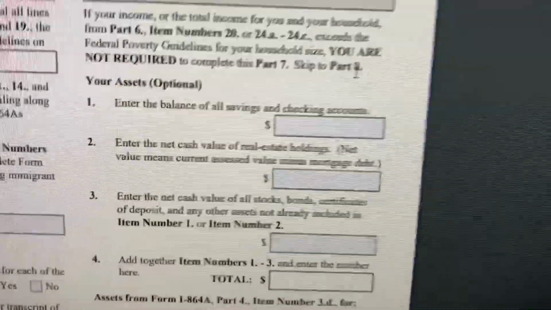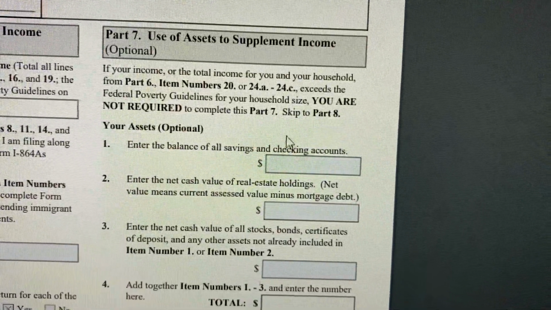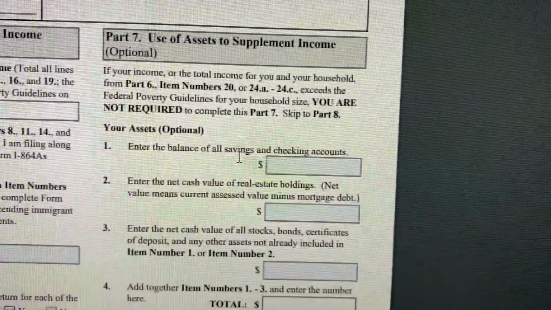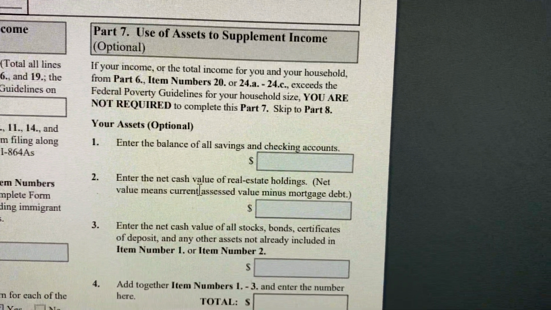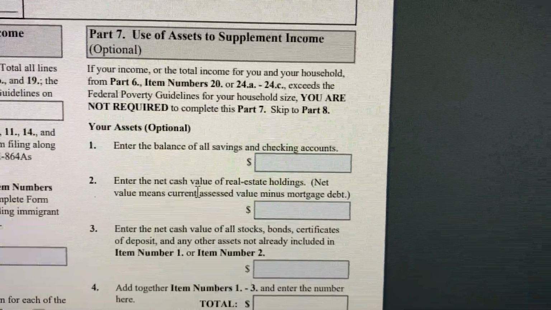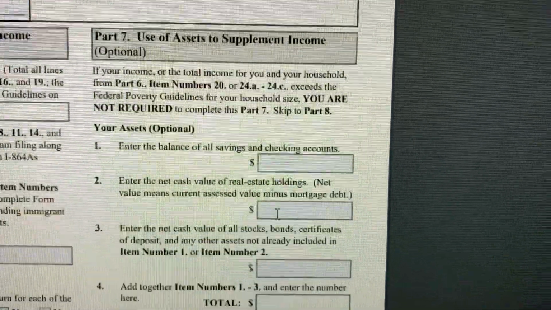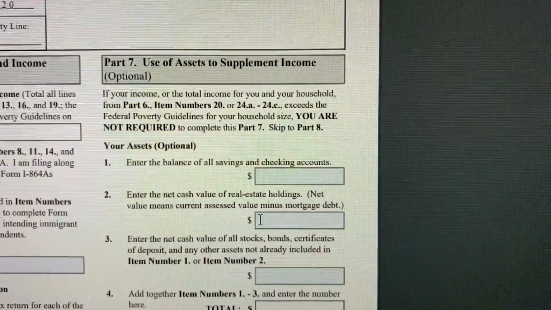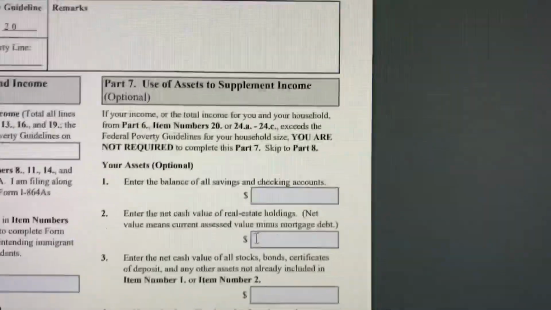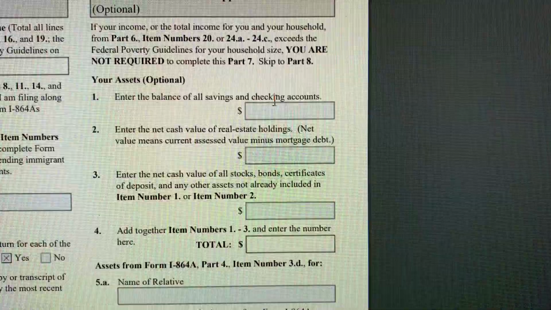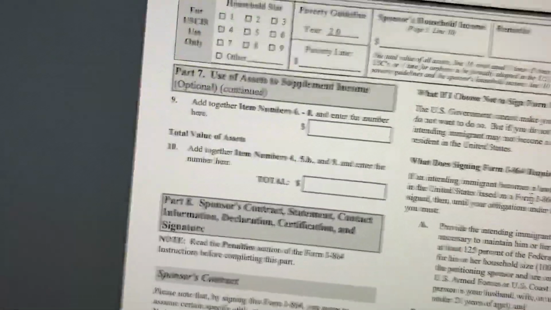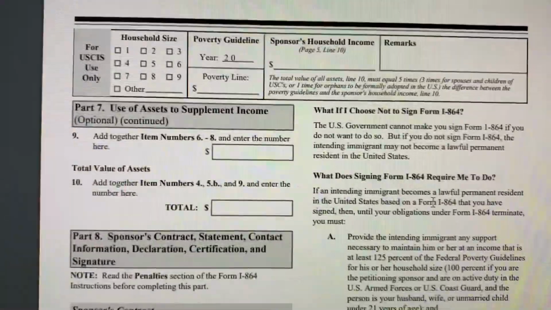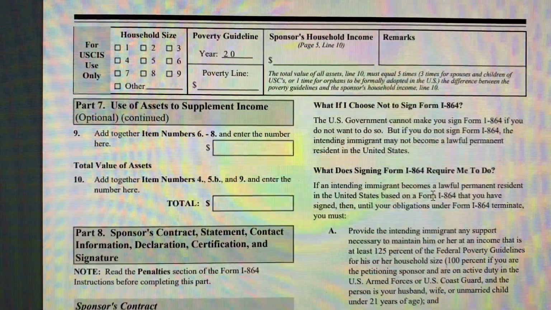You don't need to follow me. Just read this carefully. Yeah, your assets and stuff. So if you meet or exceed the poverty line, you don't need to fill these spots here. But if you don't meet the poverty line, you just fill these questions here. So we need to skip to page 5, part 7.